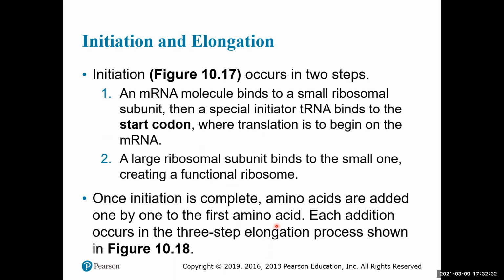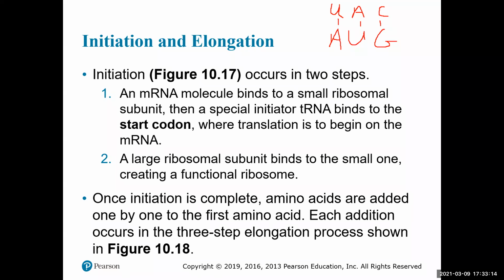So during initiation, the mRNA molecule binds to that small ribosomal subunit, and then a special initiator tRNA comes in and binds to that start codon. And if you remember, that start codon is AUG for methionine. And that's where the translation begins. So if the start codon is AUG, then the anticodon would be UAC, right? Because they would pair together.